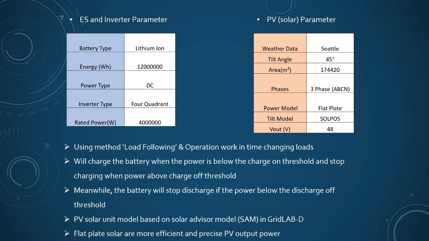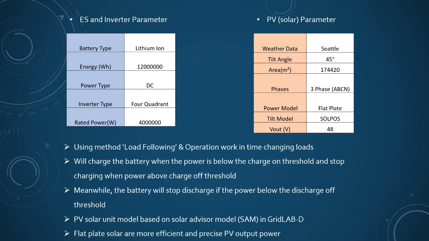Next is the energy storage, inverter and PV parameters that are used in GridLabD software. I'm using the load following method, and the operation works on time-changing loads. For the inverter, it will charge the battery when the power is below the charge on threshold and stop charging when the power is above the charge off threshold. Meanwhile, the battery will stop discharging if the power is below the discharge off threshold.